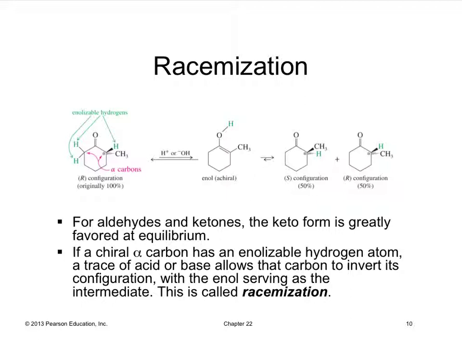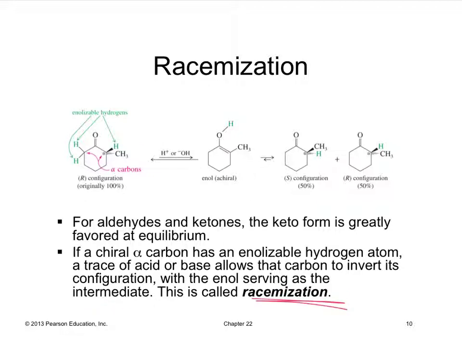Racemization. So for aldehydes and ketones, the keto form is greatly favored at equilibrium. So this is the keto form versus the enol. If a chiral alpha carbon, as shown here, so these are the two alpha positions from the ketone, has an enolizable hydrogen atom, a trace of acid or base allows that carbon to invert its configuration with the enol serving as the intermediate. This is called racemization.